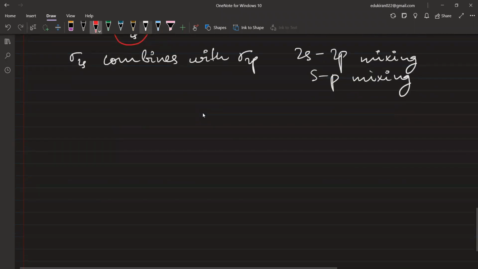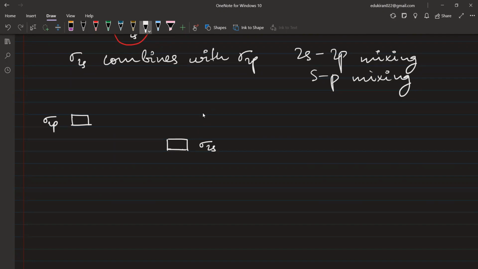Okay. Now, when I am going to draw the bonding molecular orbital and anti-bonding molecular orbital of sigma 2s and 2p, I will write here, this is my sigma 2p, and my sigma 2s will be somewhere here, lower in energy. बात समझ में आ रही है सबको? And both of these are going to combine and they are going to form two different orbitals, one orbital higher in energy and one orbital lower in energy.